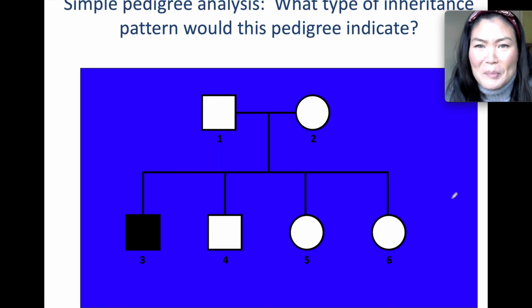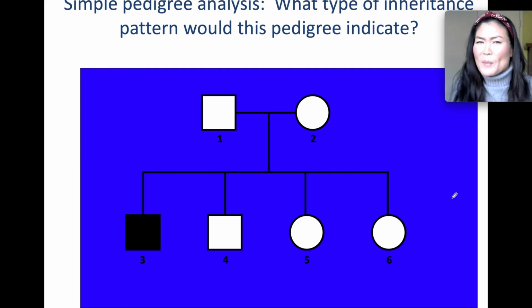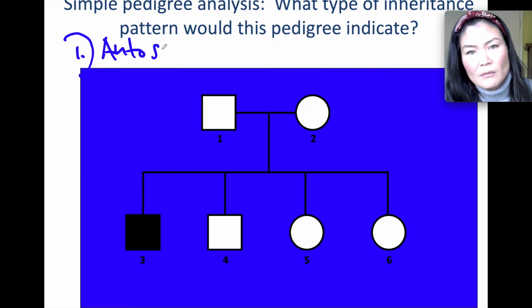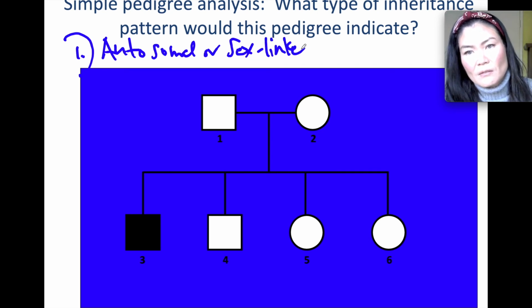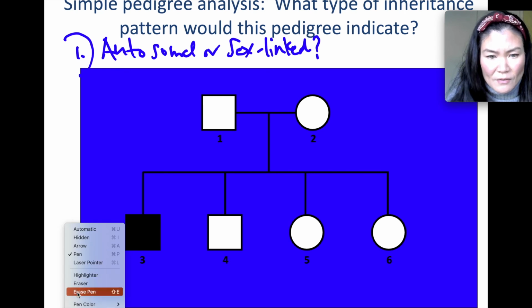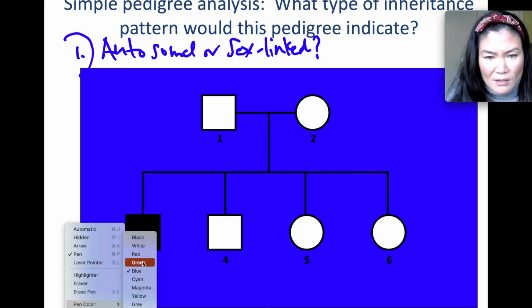So here's a simple pedigree analysis. What type of inheritance pattern would this pedigree indicate? When we say inheritance pattern, number one, is this autosomal or sex-linked? That's the first question that we need to answer. And then number two, we have to figure out if this is dominant or recessive. I'm going to change the color.